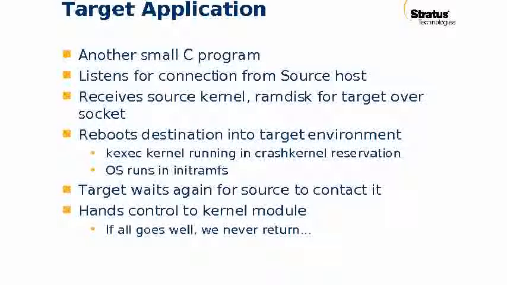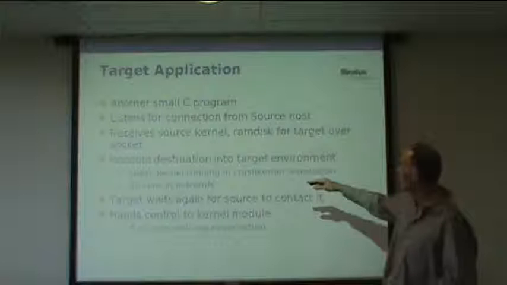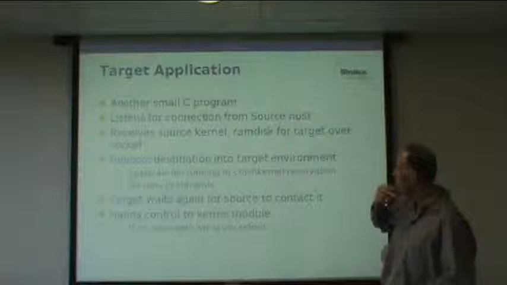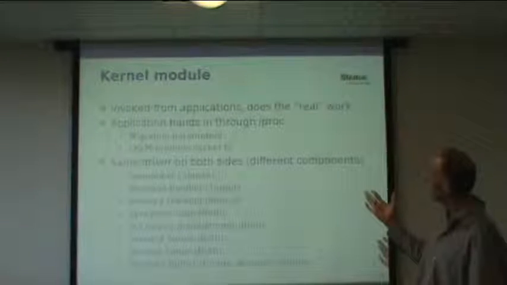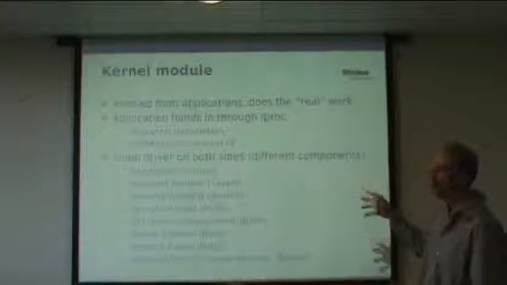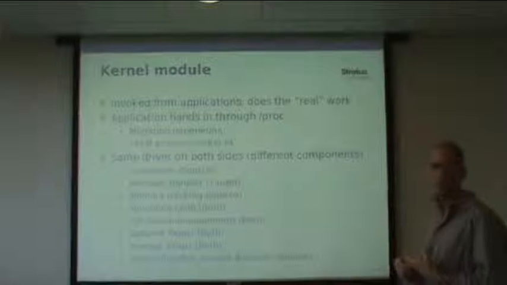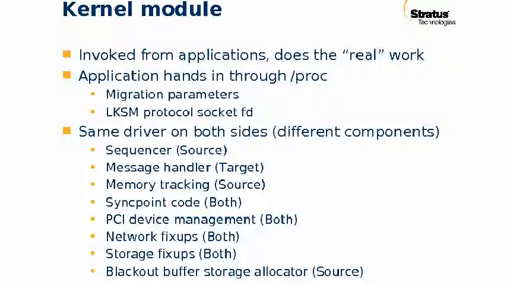And then the target application is part of that RAM disk, so it wakes up. It's basically sbin/init. So it wakes up and waits again for the source to connect, and then it jumps into the kernel. The kernel module itself is invoked from the applications through proc, and they pass in parameters, things that are easier to do in user space: all the socket marshalling, looking at host memory sizes and storage configurations. The application does that, and they push it down into the kernel through simple commands.